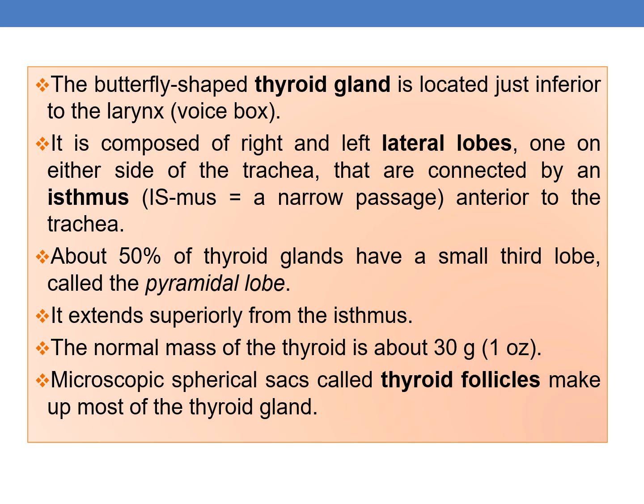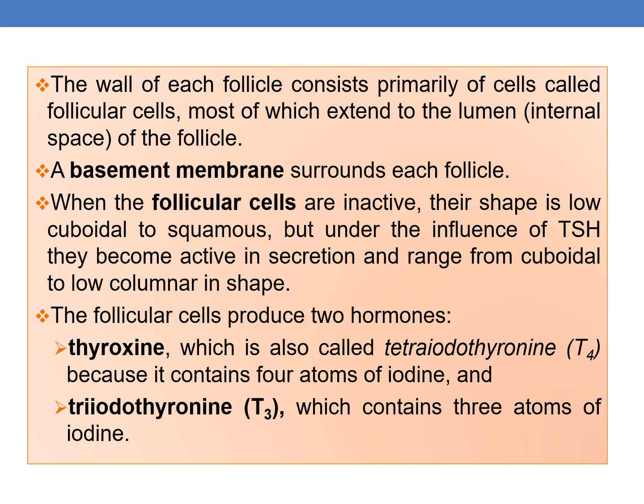The normal mass of thyroid gland is about 30 grams, and the microscopic spherical sacs called thyroid follicles make up most of the thyroid gland. The wall of each follicle consists primarily of cells called as follicular cells, most of which extend to the lumen, internal space of the follicle. And the basement membrane surrounds each follicle.